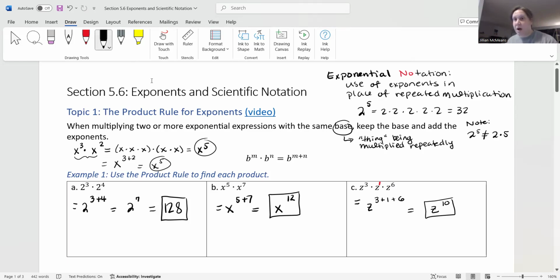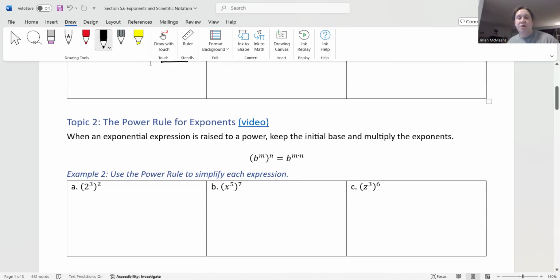Okay, now for topic 2, again, I'm going to do topics 1, 2, and 3 in the same video. For topic 2, we have something that is similar but completely different, okay, which I know is frustrating for me to say, but these two rules, the product rule and then what we're getting ready to talk about, the power rule, they're sometimes easy to confuse, so make sure you really understand the difference between the two.